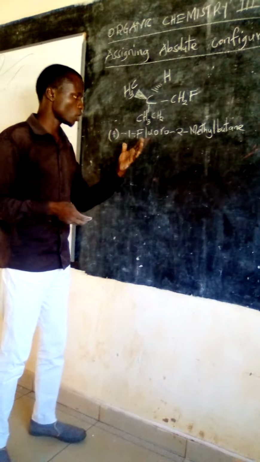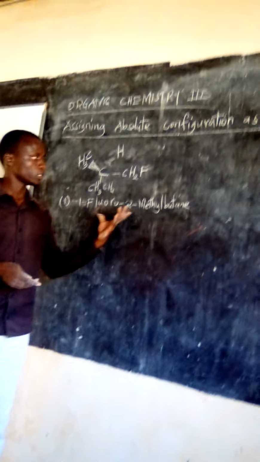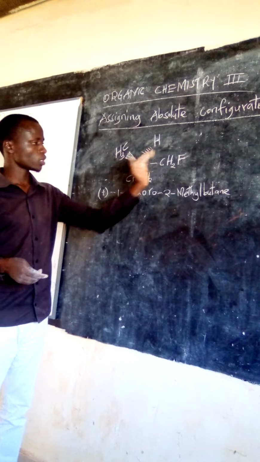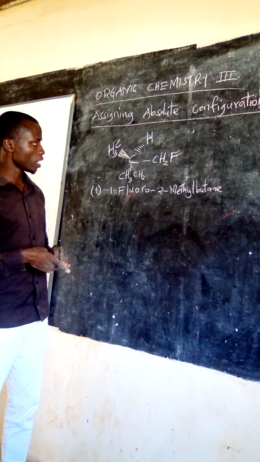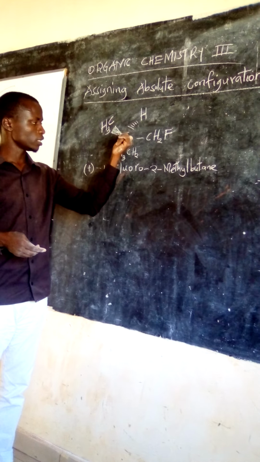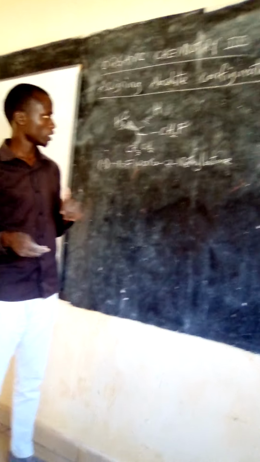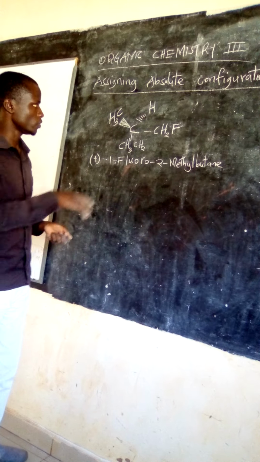The structure is all about 1-fluoro-2-methylbutane, and it is here. Now, when you consider the structure here, let us study it. You realize that the chiral center, that is the carbon, is located in the manner that hydrogen is being viewed away from the viewer.